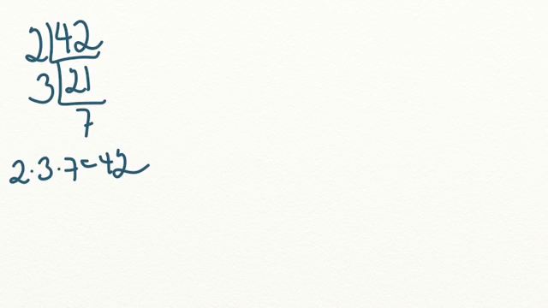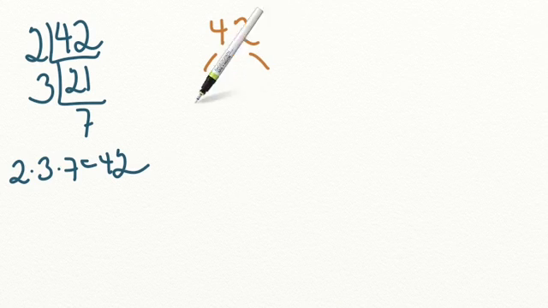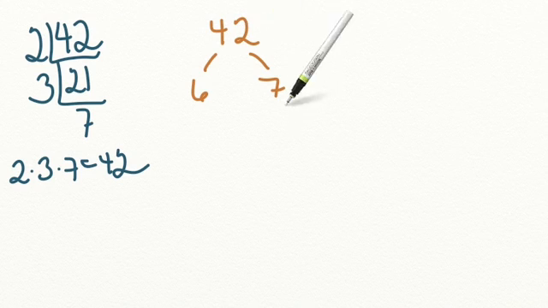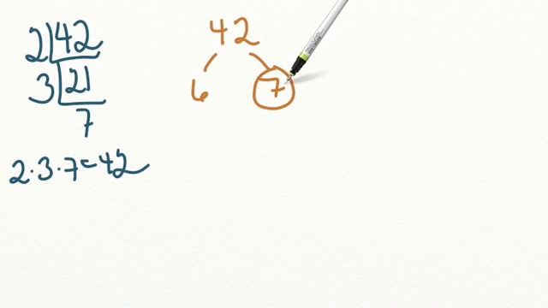All right, now that we've done upside down division for the number 42, let's see if we can also find the prime factors using a factor tree. So we're going to put the number 42 in the middle, and I'm going to draw two lines for our starting factors. So if we multiply 6 times 7, we get a product of 42. Since 7 is a prime number, I'm going to circle it because we can't break 7 down any further.